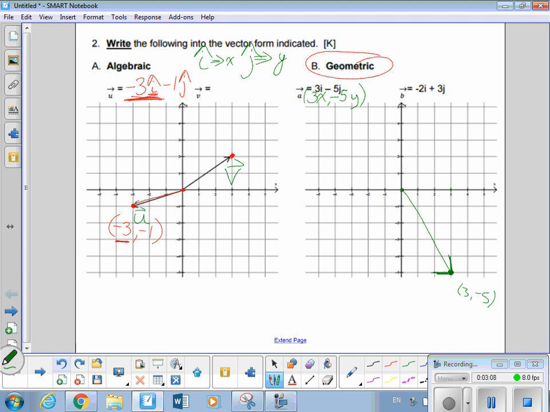So that's taking the algebraic model and turning it into a geometric model for the vector. Okay, so hopefully you can do the next one.